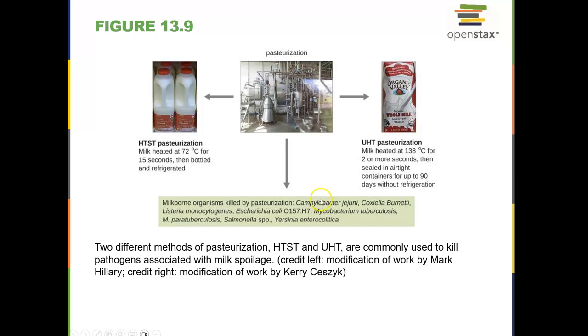Milk-borne organisms killed by pasteurization are Campylobacter jejuni, Coxiella burnetii, Listeria monocytogenes, E. coli O157:H7, that's the nasty one, Mycobacterium tuberculosis, Mycobacterium paratuberculosis, Salmonella, and Yersinia enterocolitica. So all of these methods will kill those.